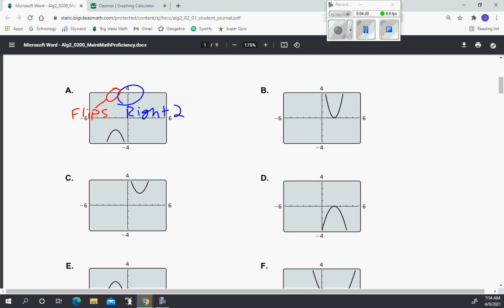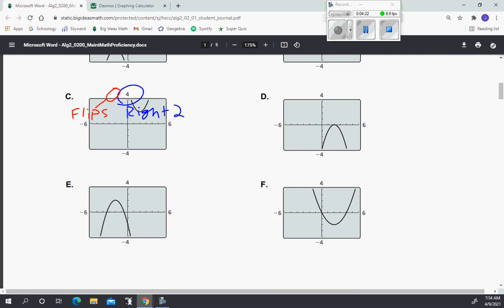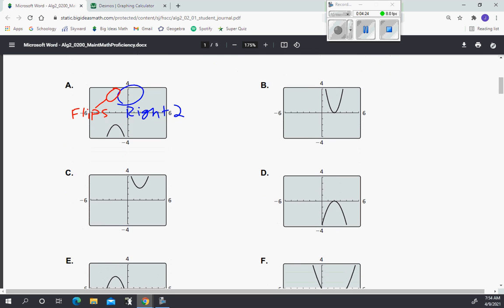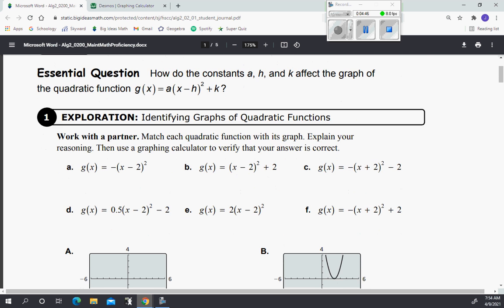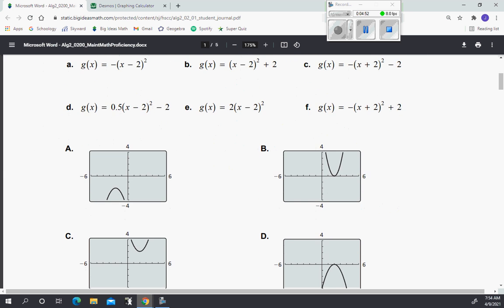Do you see anything that flips over and just shifts to the right 2? Yeah, right here, D. My vertex was at 0, 0 for y equals x squared. So this point right here goes right 2 points and flips over the x-axis. So we're going to say that first one is D.